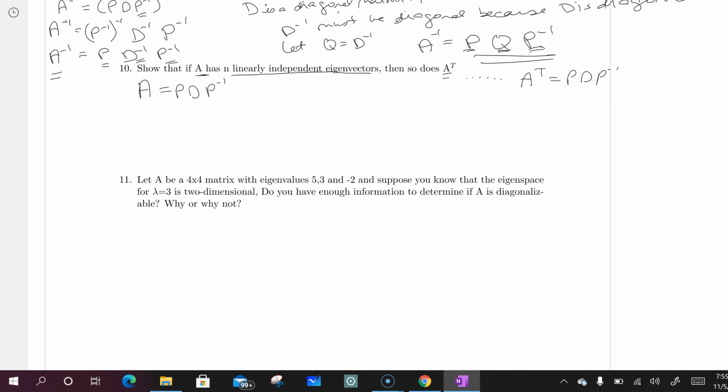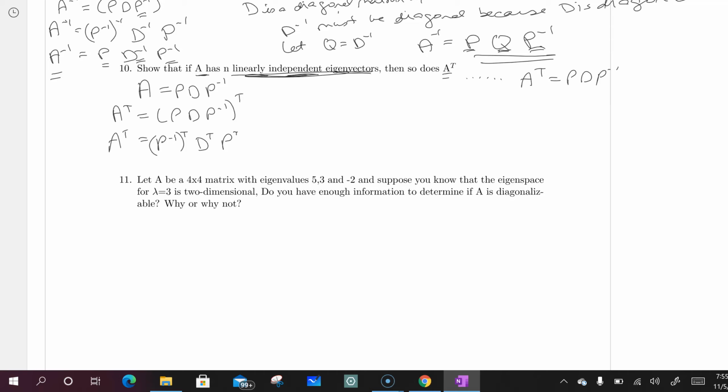All right. So having n linearly independent eigenvectors means that A is diagonalizable. So let's take the transpose of both sides this time. It's kind of similar to what I did in the last one, only last time I took the inverse. So I'm taking the transpose. When you take the transpose, you're switching the order. So I get to this.